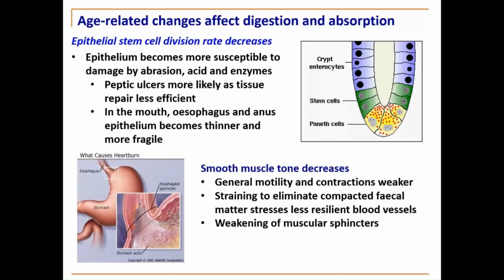Smooth muscle tone also starts to decrease. So general motility and contractions are weaker. You may be straining to eliminate compacted fecal matter, which stresses those less resilient blood vessels. You may get weakening of muscular sphincters. So decreased motility and weaker contractions obviously lead to slow fecal movements and therefore constipation. Straining and therefore stress on blood vessels can lead to hemorrhoids. And of course, weakening of muscular sphincters can lead to esophageal reflux and heartburn.